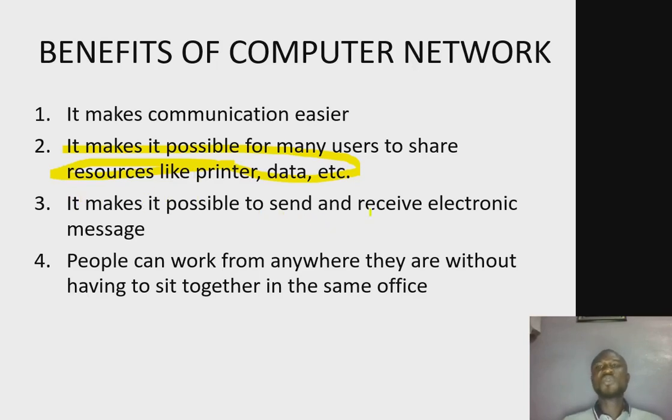Now, it makes it possible to send and receive electronic messages. Yes, I know you have sent an electronic message before, or you have seen someone send an electronic message. You type the message and the message is delivered almost immediately. So computer network makes this readily available. Now people can work from anywhere they are without having to sit together in the same office. This is made possible by computer network. For example, I am able to teach you now, but you are not together with me in the ICT lab or in the classroom. This is made possible because of computer network.